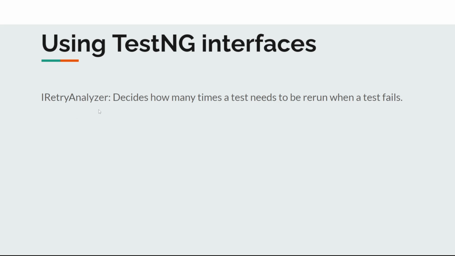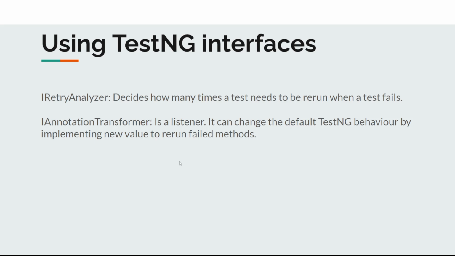As you know, when we use an interface, we need to create our own class to implement that interface, because the methods come without a body definition. After the implementation, we can override those methods. Another one is called IAnnotationTransformer. It is an interface and a listener.